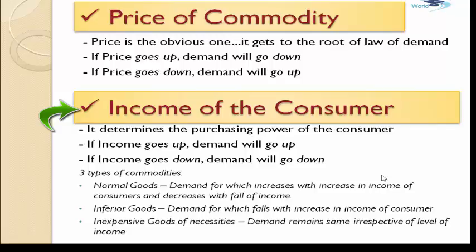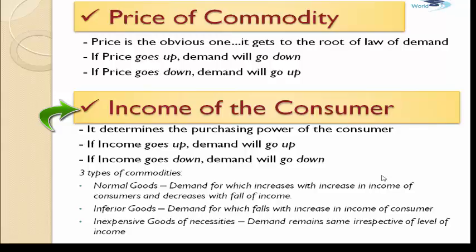Well, income of the consumer determines the purchasing power of the consumer. So if income goes up, demand will go up. If income goes down, demand will go down. Now, while discussing the relationship between income of the consumer and demand for a commodity, we may distinguish between three types of commodities, which are normal goods, inferior goods, and inexpensive goods of necessities.